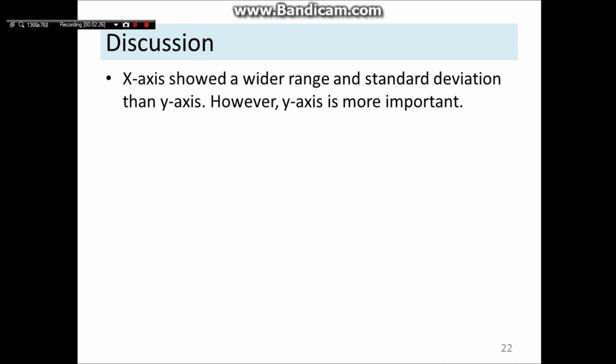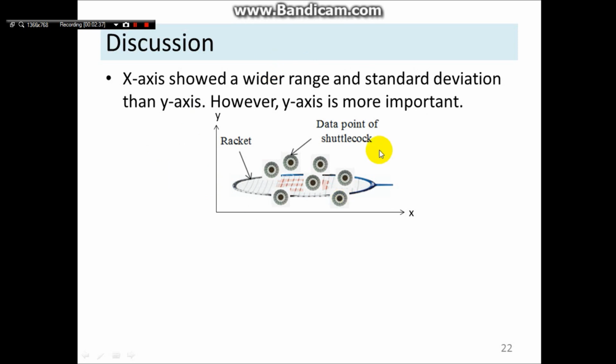In the table, the X axis shows a wider range and standard deviation than the Y axis. However, the Y axis is more important. Why does it happen? This is because from this figure we can see that the shuttlecock drop to the racket should be as near as possible. Therefore, the standard deviation should be as low as possible. While for the x-axis, it doesn't matter as long as the range is within the diameter of the racket.